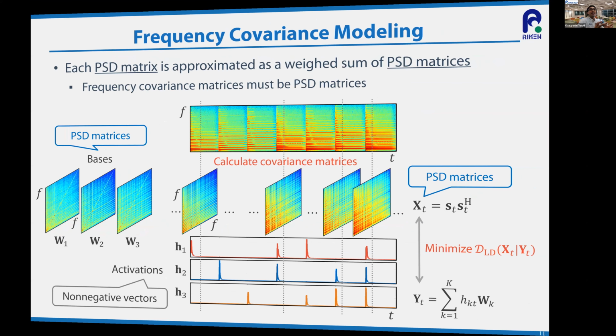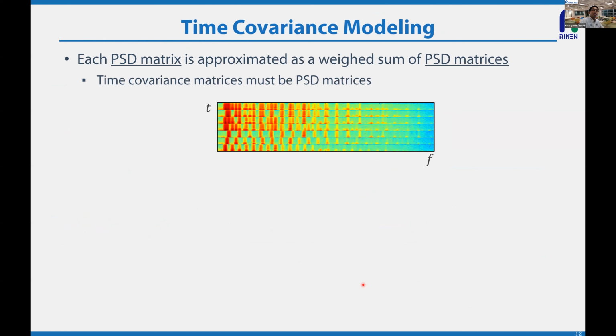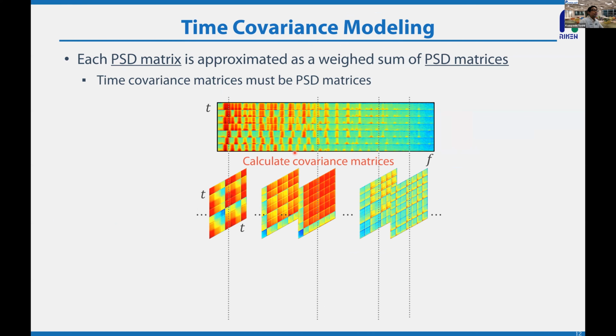The naive way to deal with the time domain covariance structure is to just transpose the mixture spectrogram like this. This is the time axis. This is the frequency axis. You can just transpose this complex spectrogram, and then you can calculate the covariance matrices at individual frequency bins, not time frames, like this. And then these are observations.